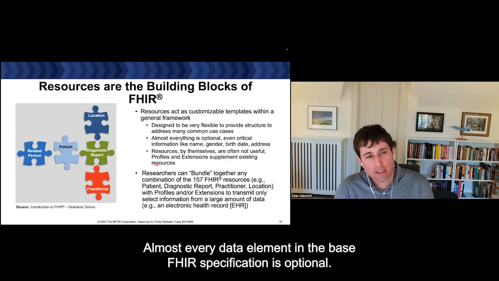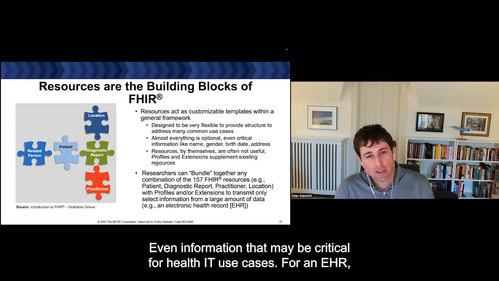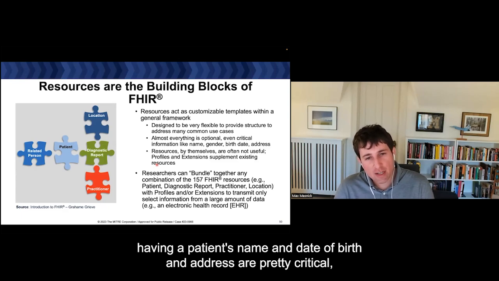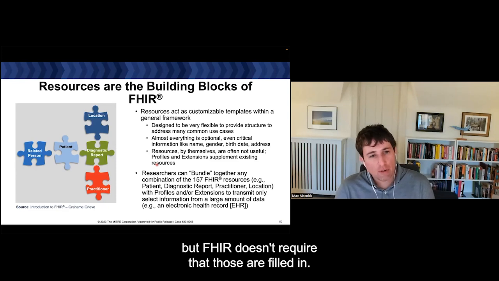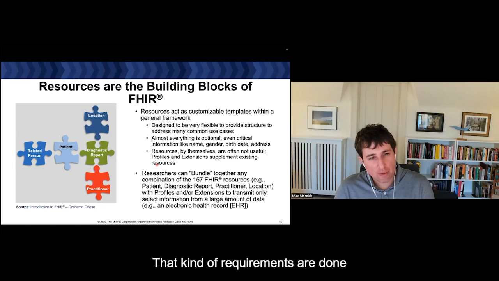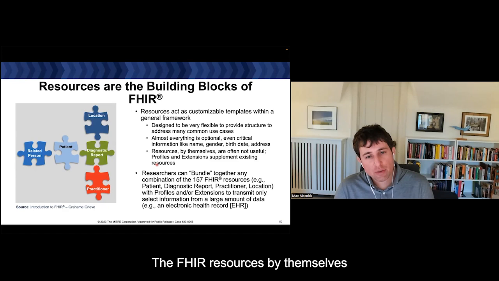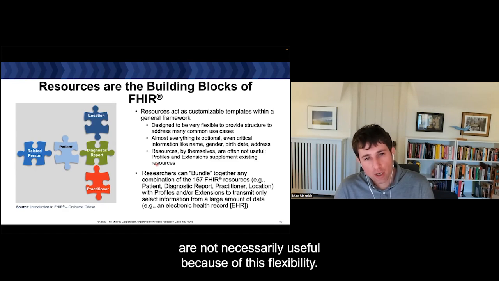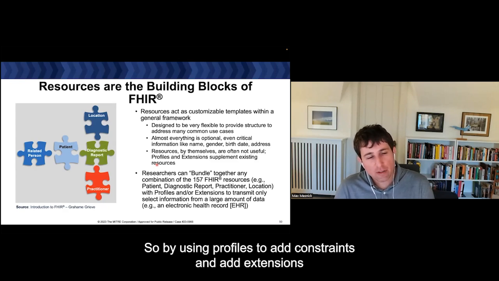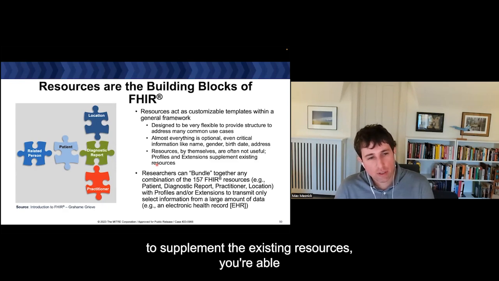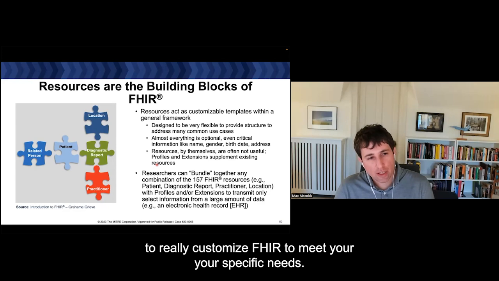Almost every data element in the base FHIR specification is optional, even information that may be critical for health IT use cases. For an EHR, having a patient's name and date of birth and address are pretty critical, but FHIR doesn't require that those are filled in. That kind of requirement is done downstream with use case specific implementation guides. The FHIR resources by themselves are not necessarily useful because of this flexibility. So by using profiles to add constraints and to add extensions to supplement the existing resources, you're able to really customize FHIR to meet your specific needs.